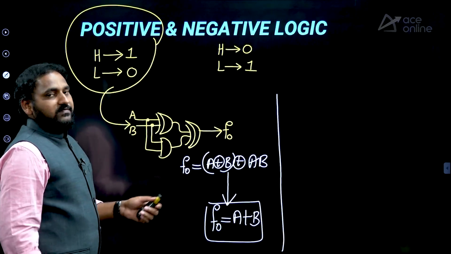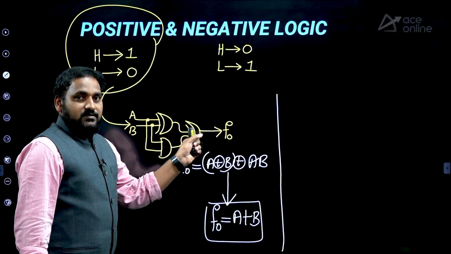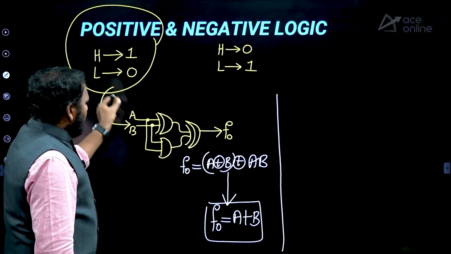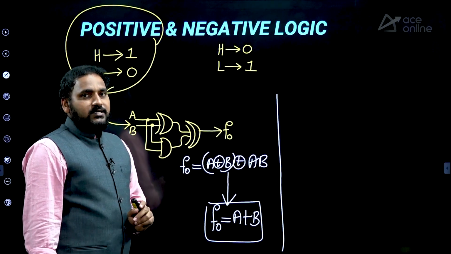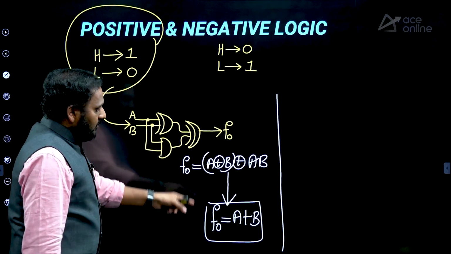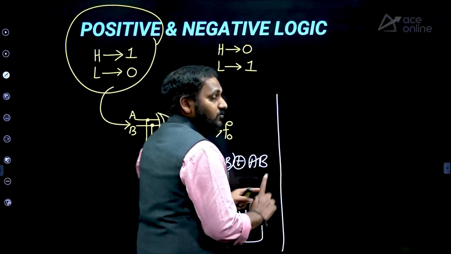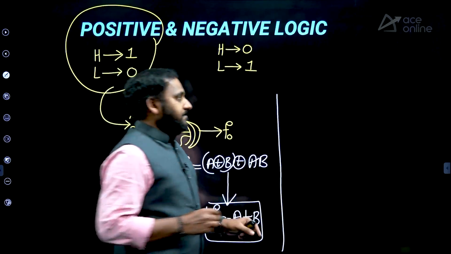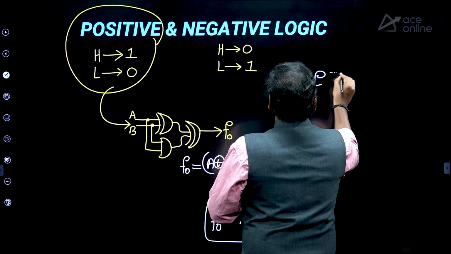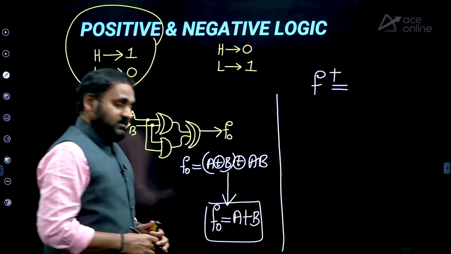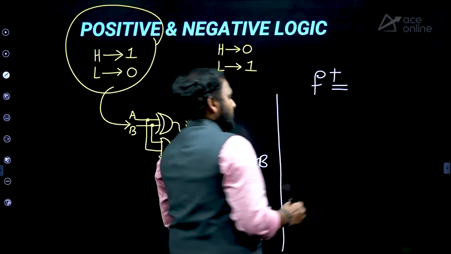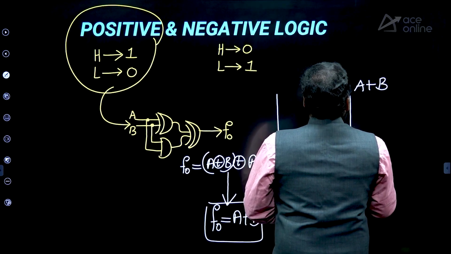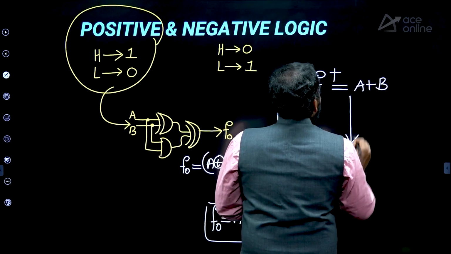It is a general expression. He has given, for example, consider the circuit and find the output in negative logic. By default, whatever the circuit interpretations, everything we take in positive logic only. If you want to convert it into negative logic, you don't do the ones and zeros complement operation again, don't waste the time. The obtained expression, A plus B, is a positive logic expression. To convert it into negative logic, just apply the duality.